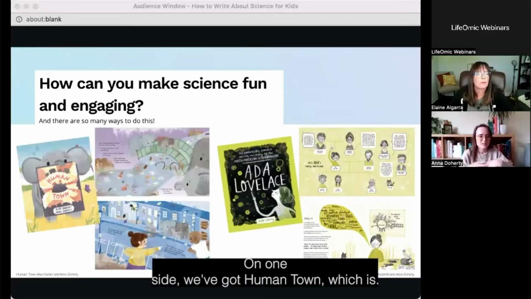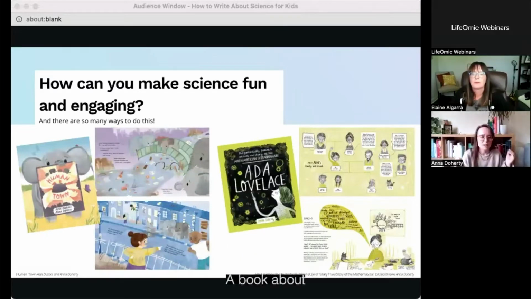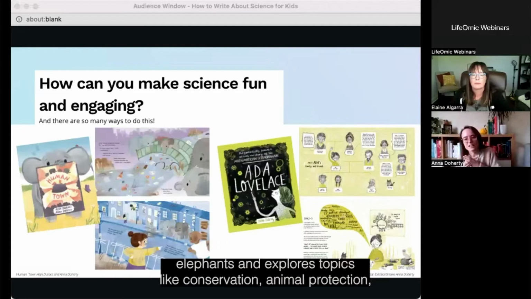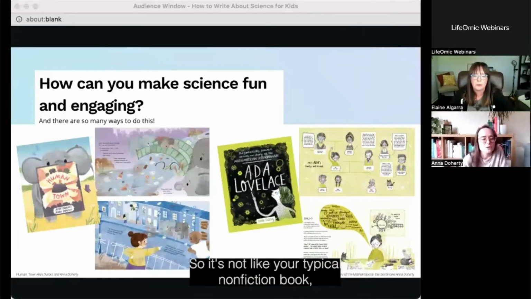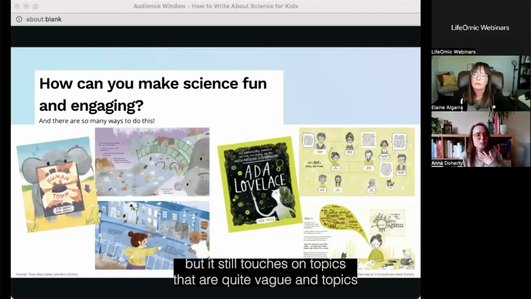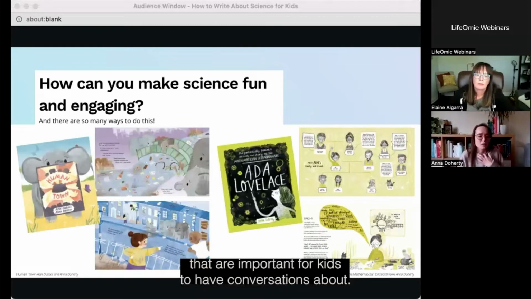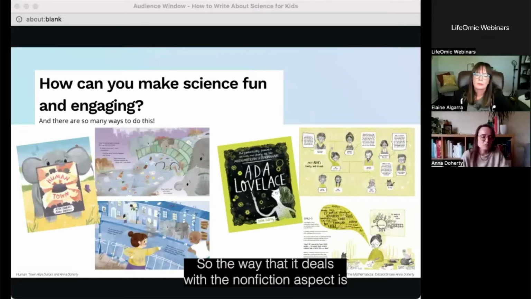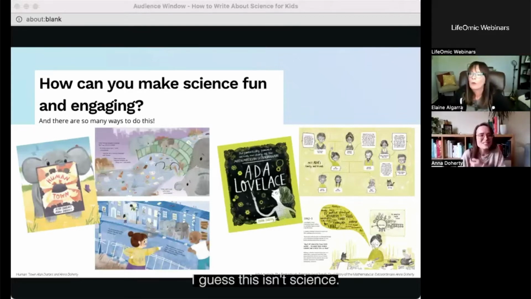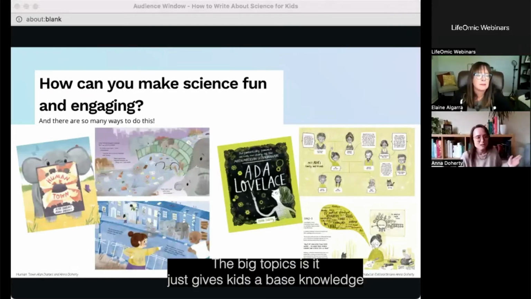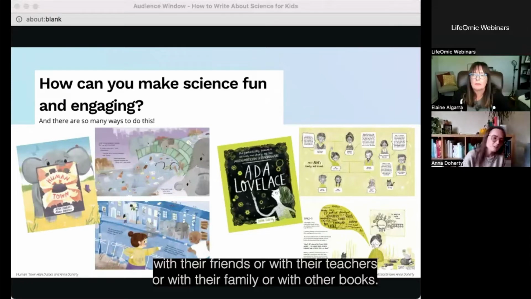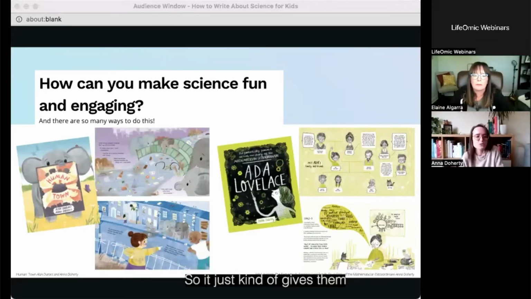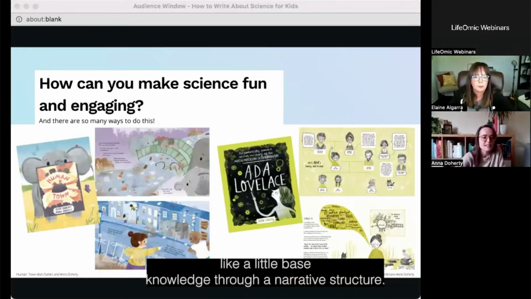On one side, we've got Humantown, which is a book about elephants, and it explores topics like conservation, animal protection, the climate crisis, and conflict through a made-up fiction narrative. So it's not your typical non-fiction book, but it still touches on topics that are quite big and important for kids to have conversations about. The way that it deals with the non-fiction aspect, I guess this isn't science, but big topics, is it gives kids a base knowledge through a fun little story that they can then build on later with their friends, their teachers, their family or other books. So it gives them a little base knowledge through a narrative structure.